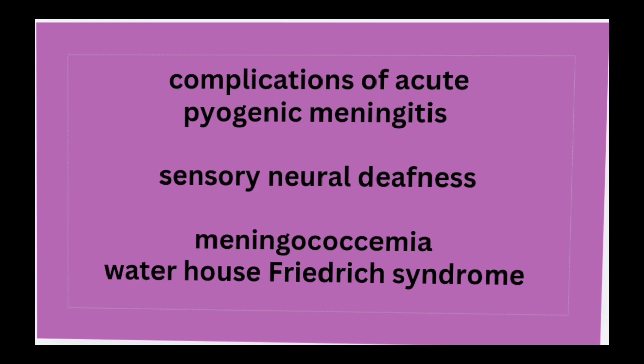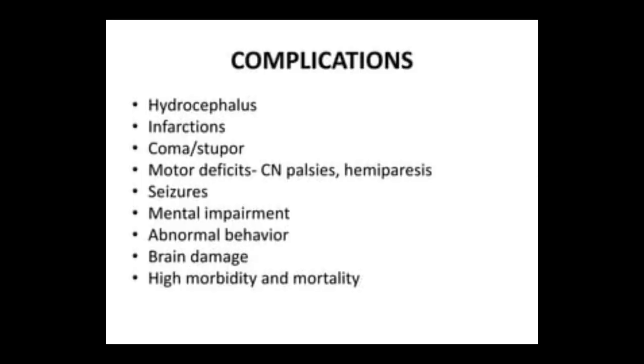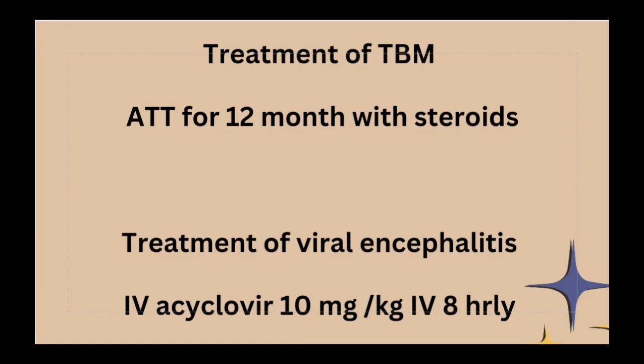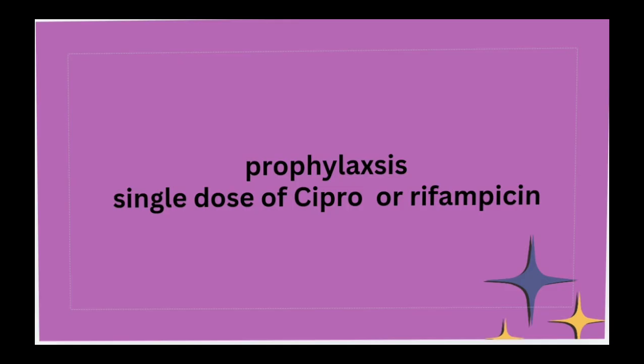In tuberculous meningitis, there can be many complications if left untreated, like hydrocephalus, seizures, cranial nerve palsies, and then hemiplegia, paraplegia. So treatment of tuberculous meningitis is 12-month ATT with steroids in order to prevent adhesion formation. Close contacts of a patient with pyogenic meningitis can be given a single dose of ciprofloxacin or rifampicin. Thank you.